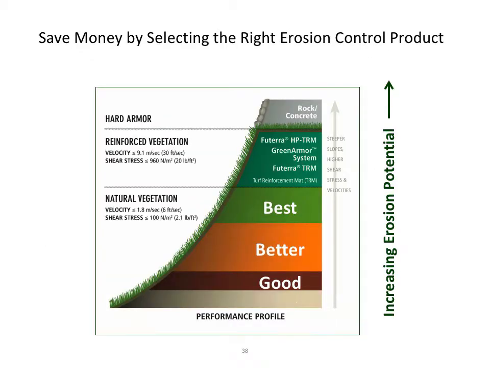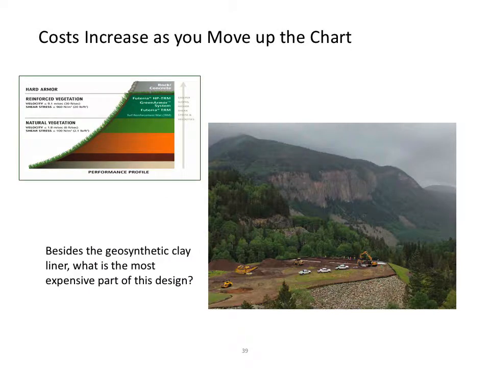This is a graphic representation of the good, better, best vegetative solutions on the bottom. Above that, you get your reinforced vegetation, and then above that, hard armor, like your riprap and concrete lined channels. On the y-axis, it's an increase in velocities, increasing shear stresses, increasing slope angles. And as you might expect, as you move up that chart, costs are going to increase.